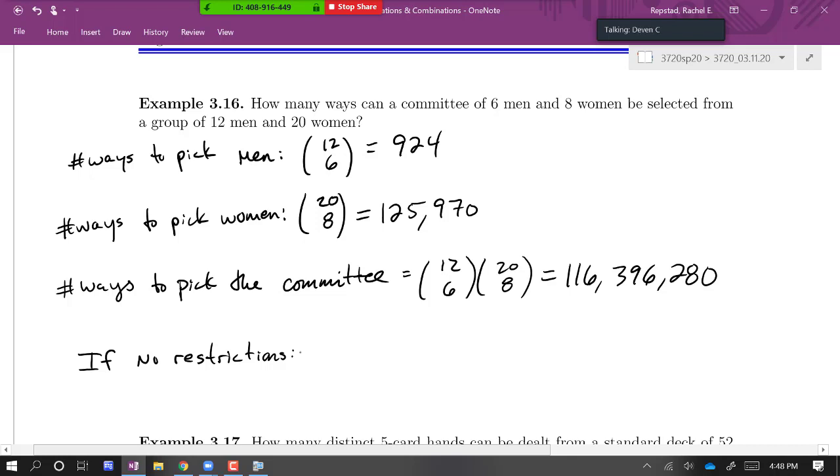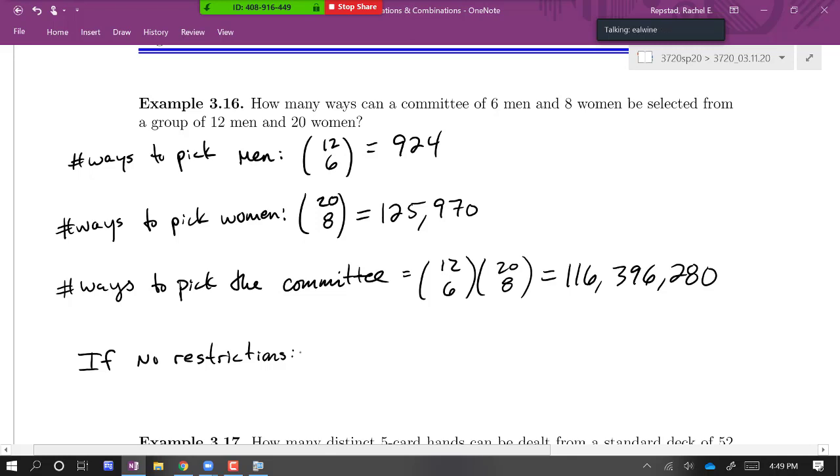Would we start by doing 12 choose 12 and then 20 choose 20? Oh, well, 12 choose 12 and 20 choose 20, they're both going to be 1, right? If I have a set of 12 and I want to pick all 12, how many ways can I do it? There's only one way, you got to take them all.